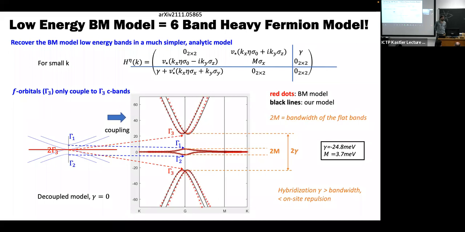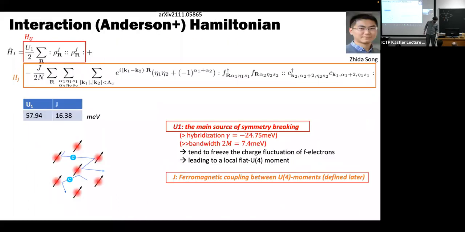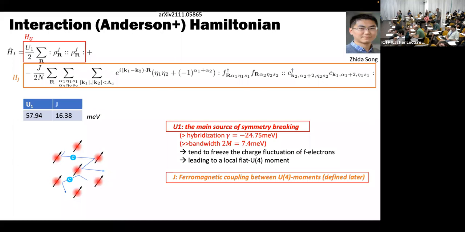Thanks for the nice talk. I had two questions. Maybe I'll ask one first. In the heavy fermion model, you found a ferromagnetic Kondo interaction, which, deriving it from a periodic Anderson model, is a little unusual. Could you say a little bit about why you got a ferromagnetic Kondo interaction?